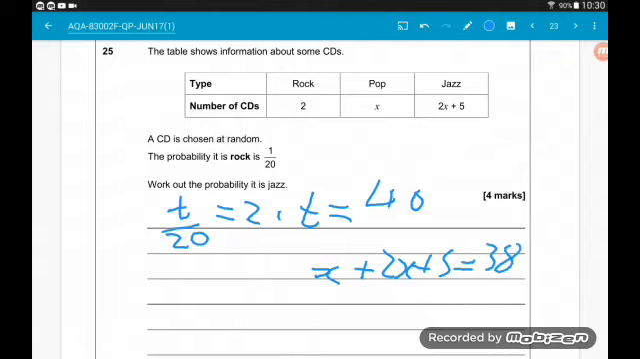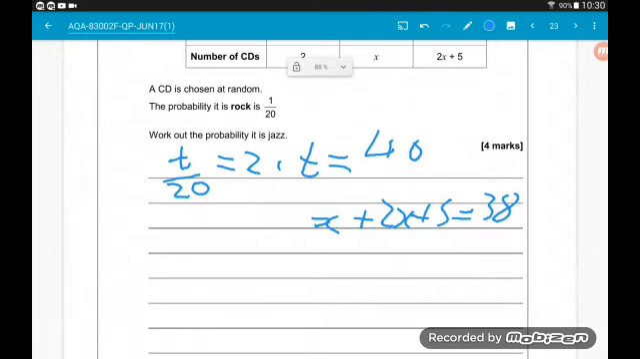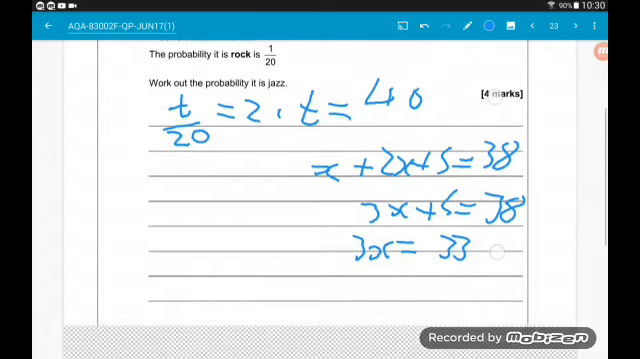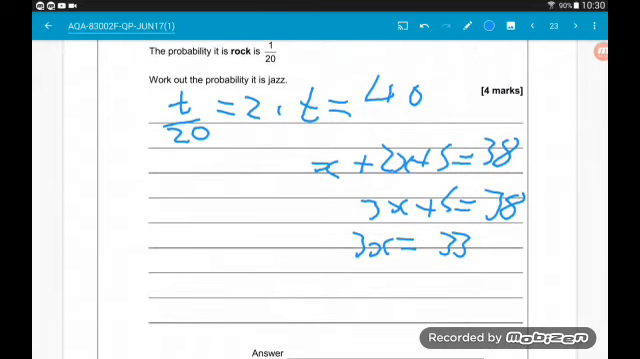So, all of a sudden, we've got ourselves a cheeky little equation to solve. On the left, x plus 2x is 3x. So we've got 3x plus 5 is 38. Take away the 5, we've got 3x is 33. And then finally, divide by 3. We know x is equal to 11.